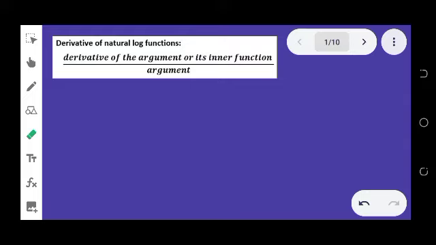Now, today I'm going to teach you a shorter way on how to find the derivative of functions containing natural logarithms. For those who are taking up calculus, perhaps you already know the formula for the derivative of the natural logarithm of x, or the ln x.